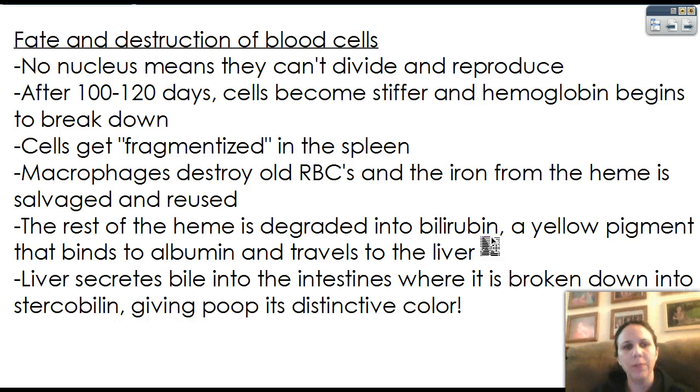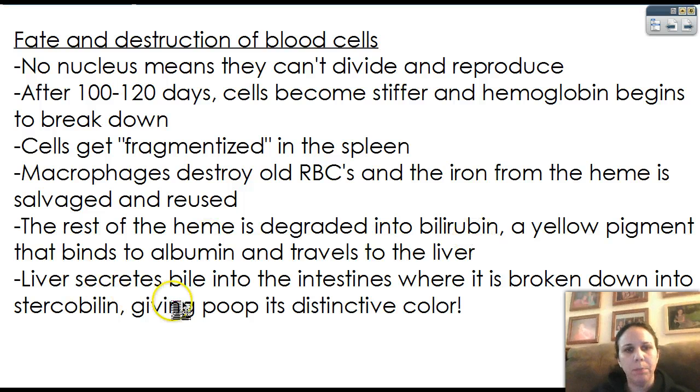Bilirubin is a yellow pigment that binds to albumin and travels to the liver. This is why babies, usually when they're born, their livers aren't functioning properly, and so as their blood cells are being broken down, their liver cannot break down the bilirubin, and it's kind of a yellowy pigment, which is what gives little brand new babies jaundice. It's also what causes older people or really sick people to turn yellow because their liver isn't working well enough to break down the bilirubin.